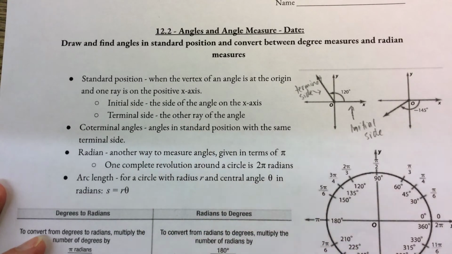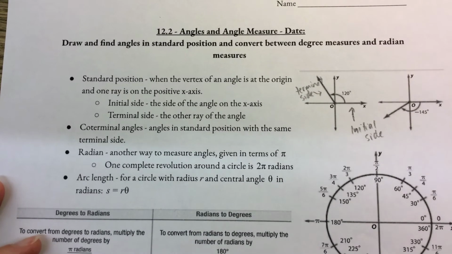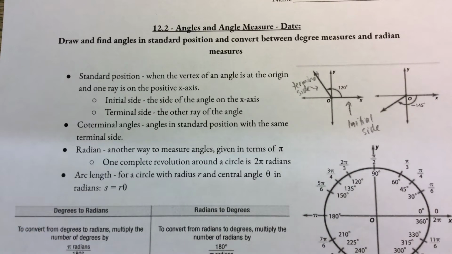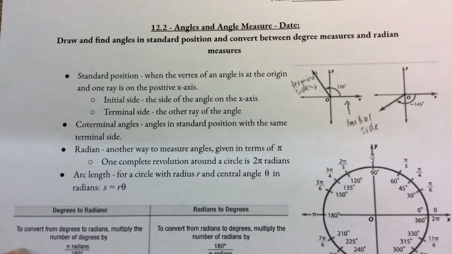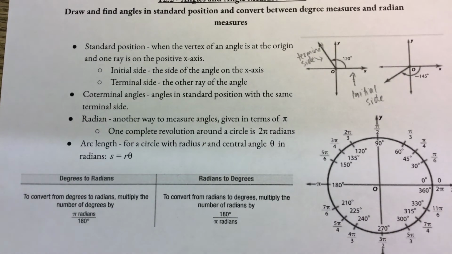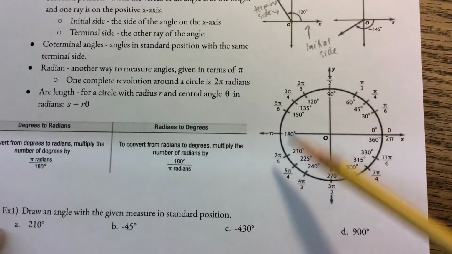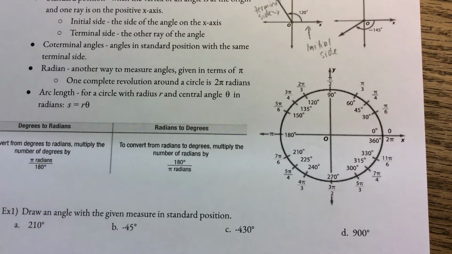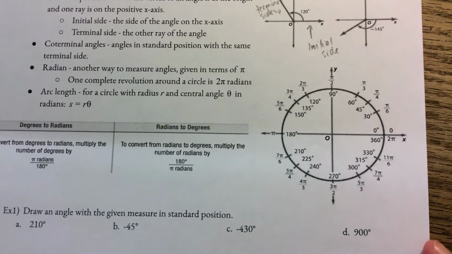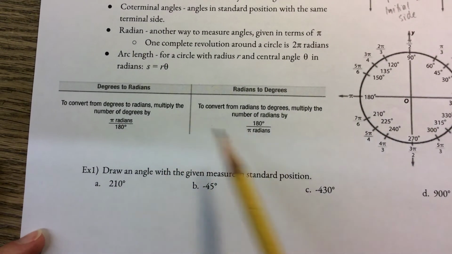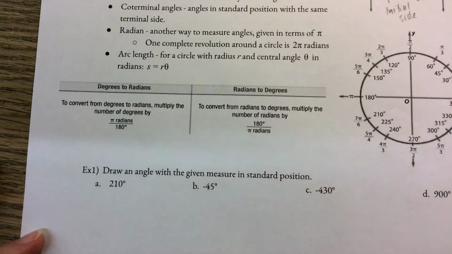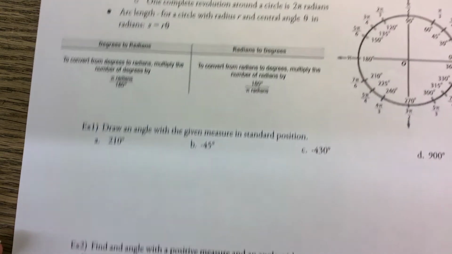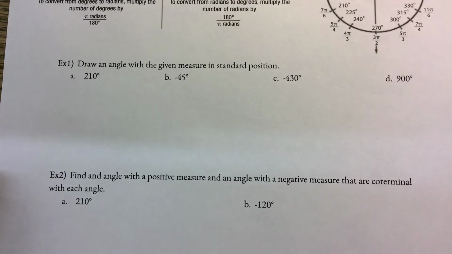Coterminal angles are angles that are in standard position with the same terminal side, so we'll look at that a little bit further down. A radian is another way to measure angles, and it's given in terms of pi. One complete revolution around a circle is 2 pi radians. And then we have a little formula for arc length as well on there. So this is a little basic unit circle that we're going to be looking at and using. And then we have a couple little formulas in here as well of how to convert from degrees to radians and radians to degrees. So first we're just going to start by drawing some angles.